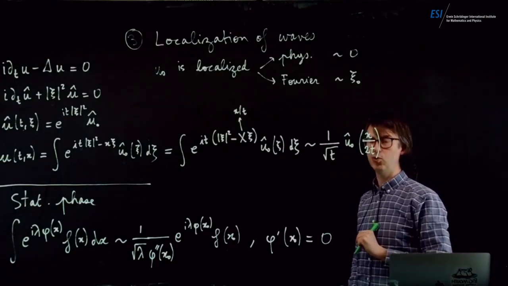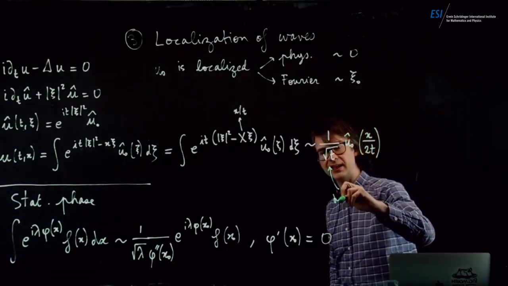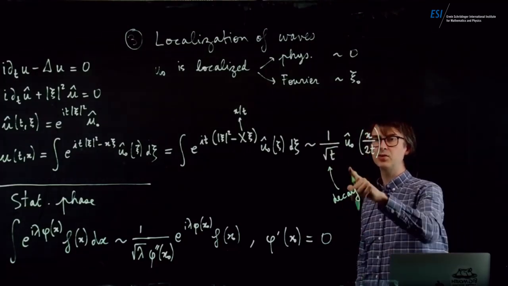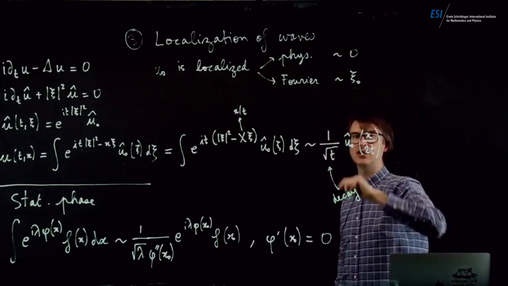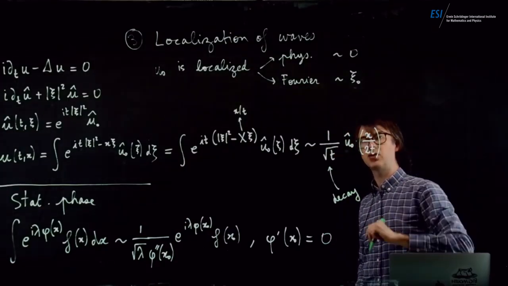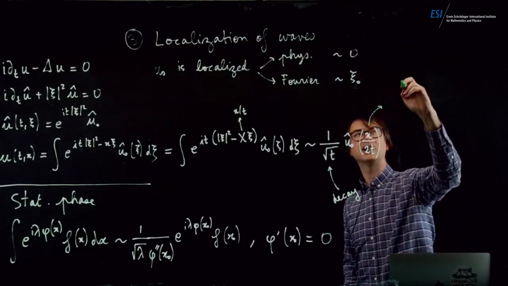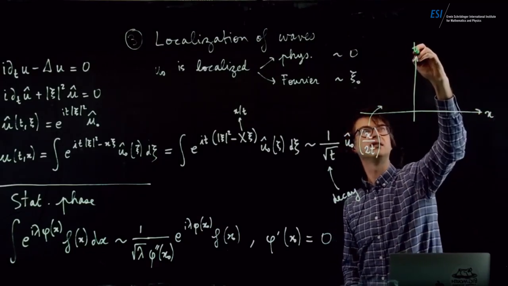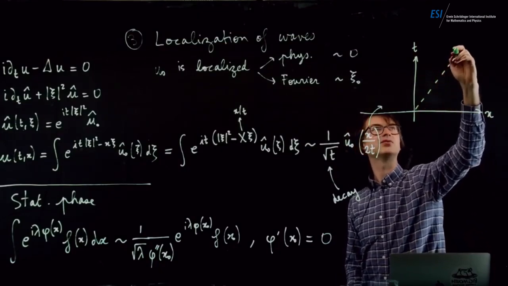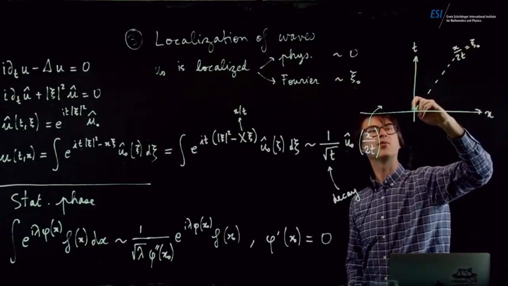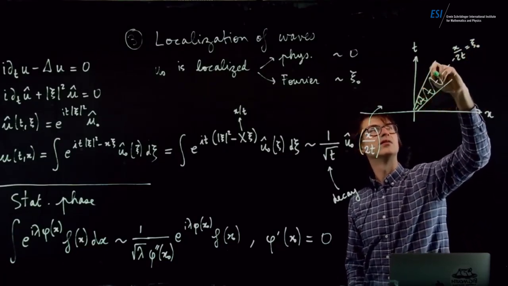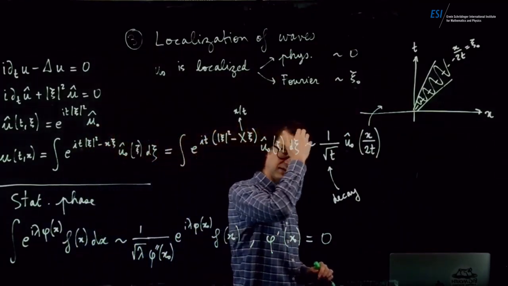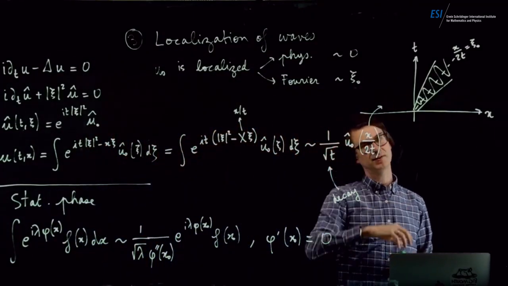So what do we learn from here? We learn that there is decay, as appears in this factor, 1 over square root of t. And also, if u naught hat is localized in Fourier close to xi naught, it means that x over 2t has to be close to xi naught. So in other words, if I draw a picture in space-time, so this is x and this is t, here there is a line which is x over 2t equals xi naught. And so my wave is going to be localized here. Right. So this is a nice formula, so it captures both the decay of waves and their space-time localization property.